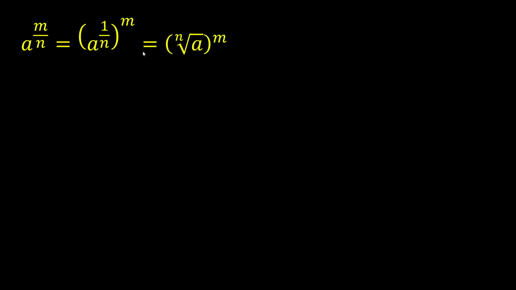So what does that mean for our numbers? It means that we can square root or nth root the inside number, or the base, and then we can put it to the power of m. So let's go through an example and see how this works.